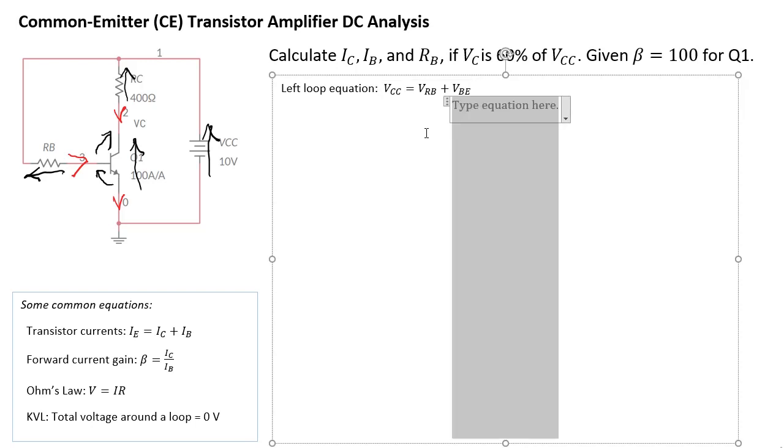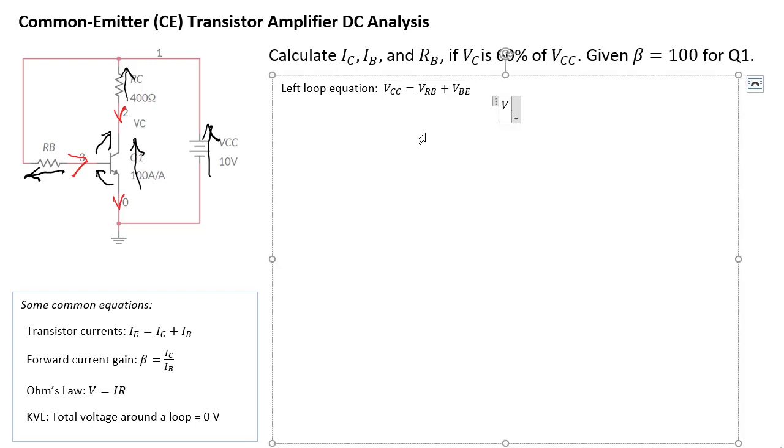So therefore we can say VRB is equal to VCC minus VBE. So that's 10 minus 0.7 volts, which is equal to 9.3 volts. So we know what VRB is.